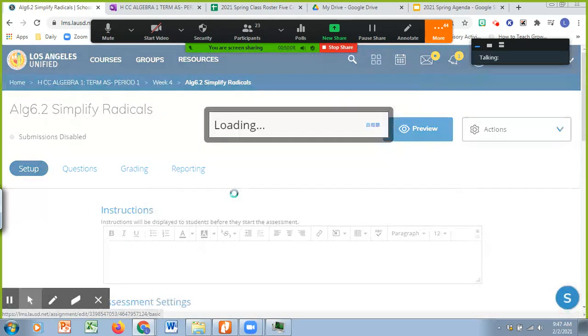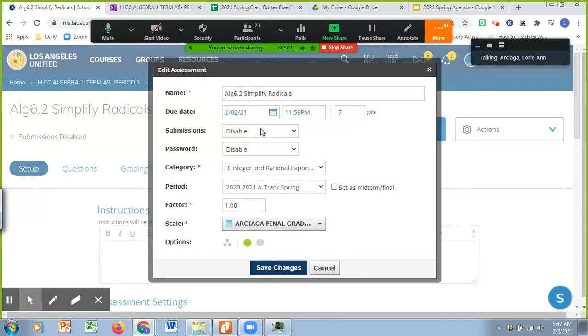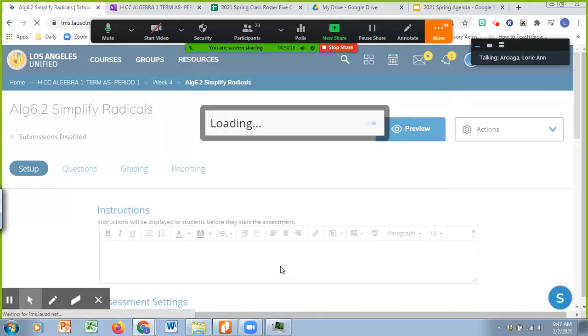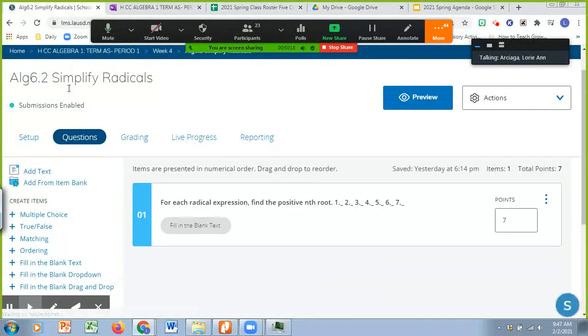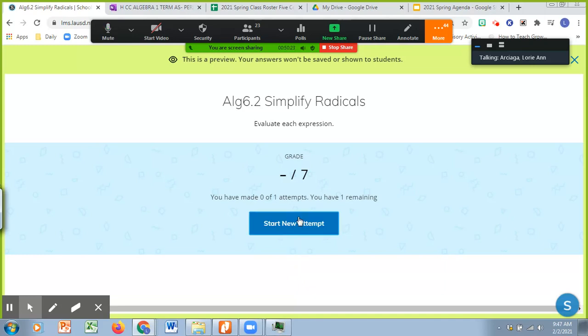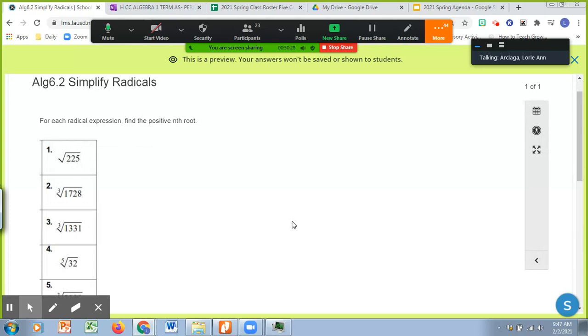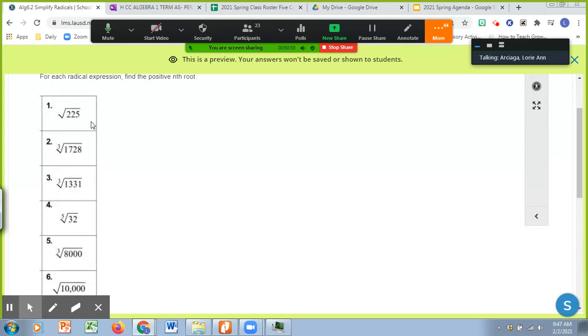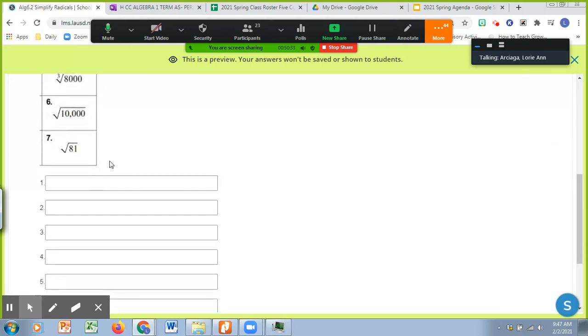Okay, hang on. Can you work on it? Not yet, huh? Okay, just refresh your browsers and do simplifying radicals. So start new attempt, and these are the questions. You have to use your calculator to figure those out. You gotta enter your answers over here. Let's say, what's your answer to number 1? What's your answer to number 2? And so on. All right, can you work on that now?